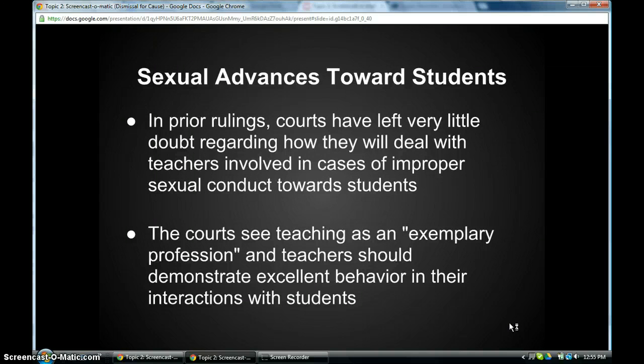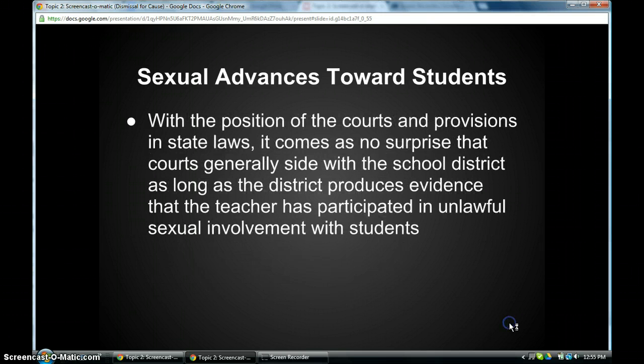Sexual advances toward students: in prior rulings, courts have left very little doubt regarding how they will deal with teachers involved in cases of improper sexual conduct toward students. The courts see teaching as, quote, an exemplary profession, end quote, and teachers should demonstrate excellent behavior in their interactions with students. With the position of the courts and provisions in state laws, it comes as no surprise that the courts generally side with the school district, as long as the district produces evidence that the teacher has participated in unlawful sexual involvement with students.